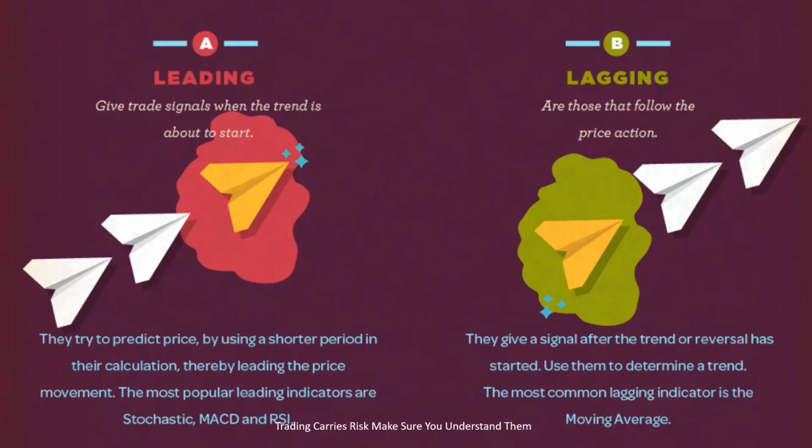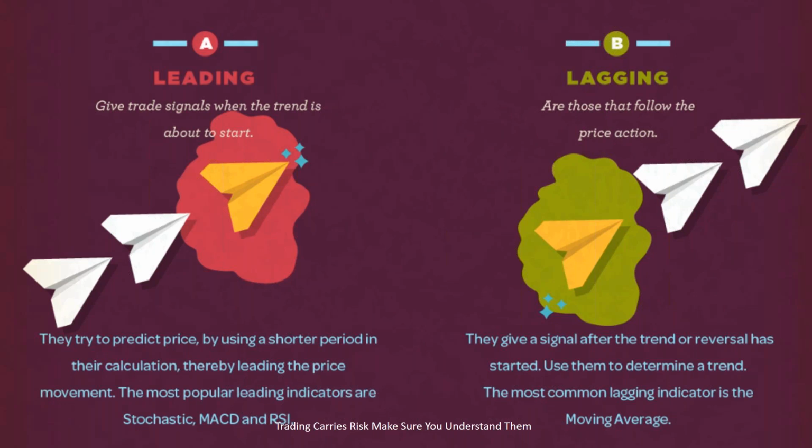But it's very important to be able to decide also, do you want to have leading or lagging indicators? Because leading indicators will give trade signals when the trend is about to start. Okay. Where lagging indicators are those that will follow the price action and let you know that a new trend has started. So a lagging indicator, now don't miss, too many people miss the understanding of a lagging indicator. It's not a negative connotation. They give a signal after the trend or the reversal has started.